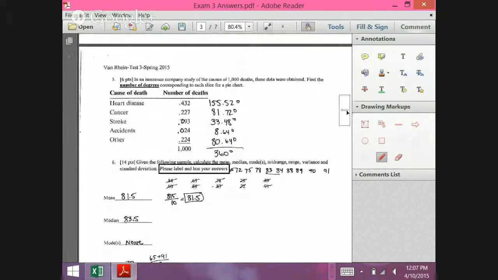Number 5, pretty straightforward on the degrees. Again, a lot of students either got all the points or none of the points on this problem, because if they didn't know the process, they weren't going to get the right answer on any of them. But out of 1,000 just moves the decimal 3 places. So you can just take that as a decimal, take it times 360. If you rounded, perfectly fine. I wasn't too picky on that if you got somewhere close to these numbers.